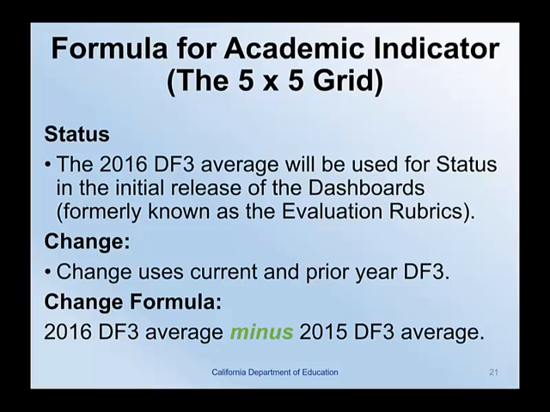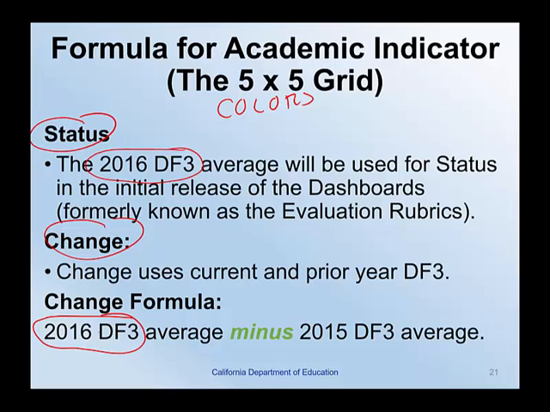The formula for the academic indicator in the 5x5 grid, also known as the colors: two big ideas, status and change. In order to know our status, you're going to take your 2016 distance from level 3 average. That's your status. The change is that you're going to use that same 2016 distance from level 3 number, but now there will also be a 2015 distance from level 3. You haven't seen that number yet because it was just created back in January. You subtract those two numbers, and that gives you your change. So your change is based on the difference between these two numbers.